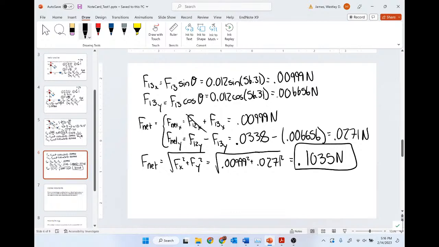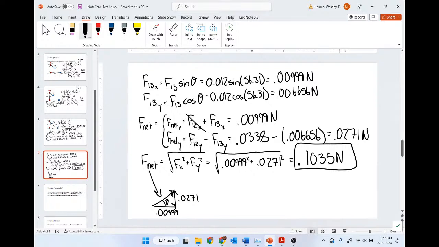We got to find the angle this is pointed at. How do we do that? We draw those vectors and make a triangle. X is pointed to the right. It's positive. Y is pointed up. So tip to tail, tip to tail. I'm going to go ahead and label these. 0.00999. Oh, sorry, that's not the right number. No, that is the right number. This one is 0.0271. We just found the net vector. That goes right there. I want this angle.